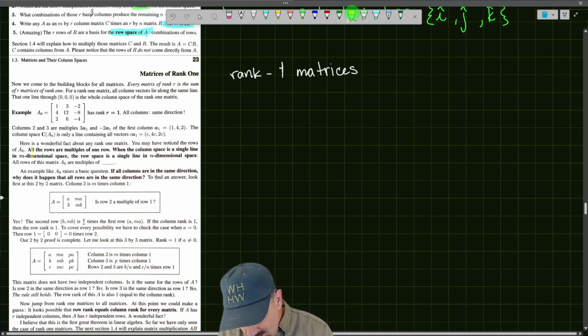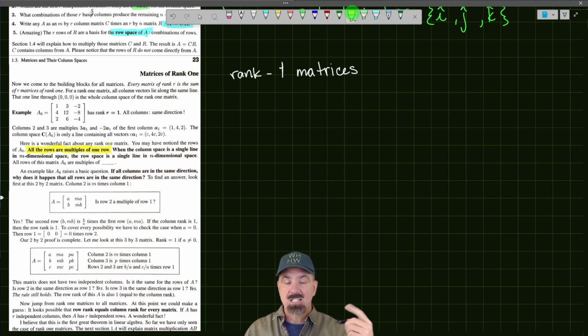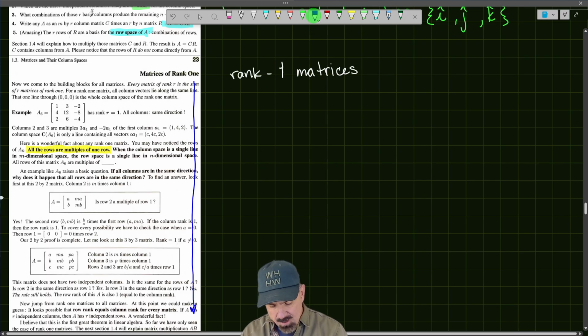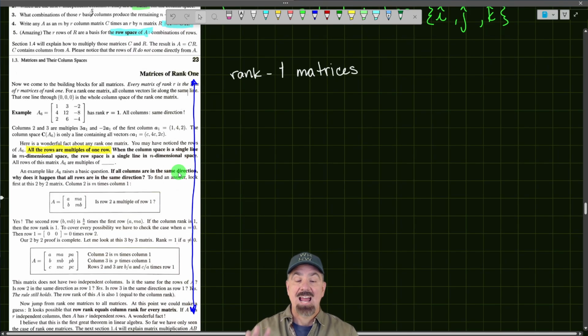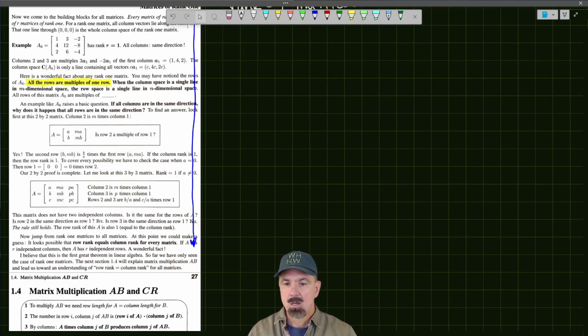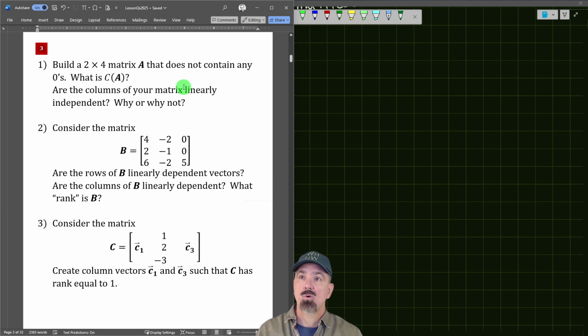When we have a rank 1 matrix, all the rows are multiples of a single row. That's true of the columns as well. All the columns are multiples of a single column because it's a rank 1 matrix. It turns out that rank 1 matrices are very useful, quite powerful. We'll talk more about them next time. But as for today, just take a read through this and make sure that you're familiar with the idea of rank 1 matrices and how that relates to the column space and, as it turns out, the row space for matrices.